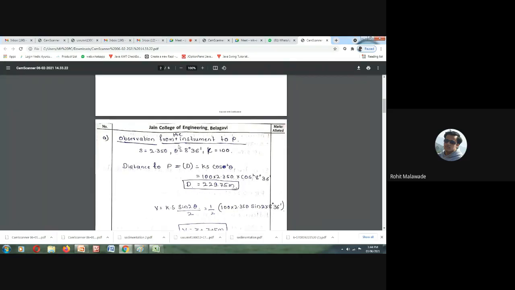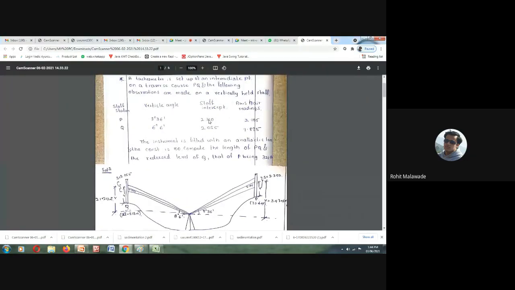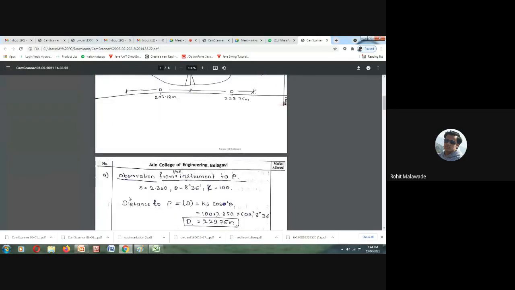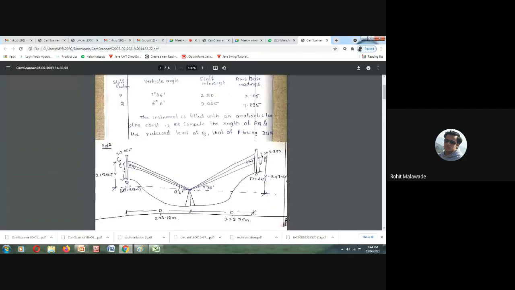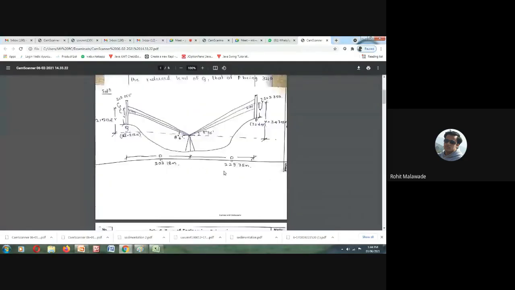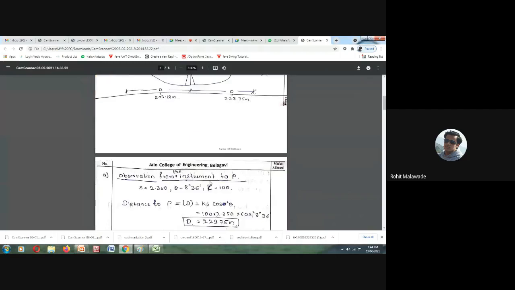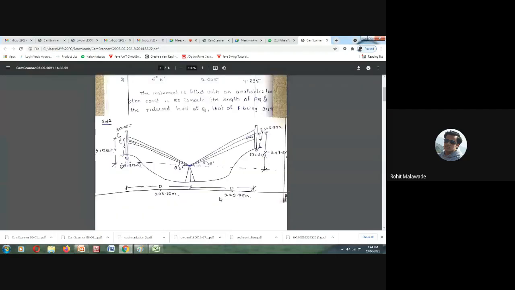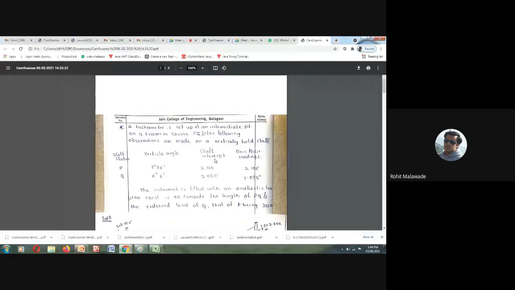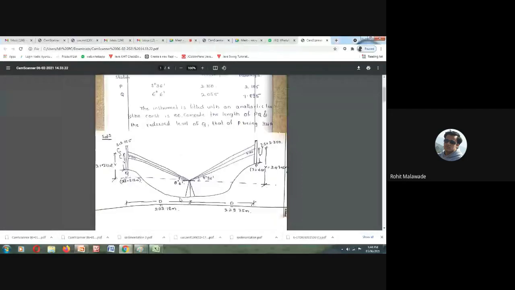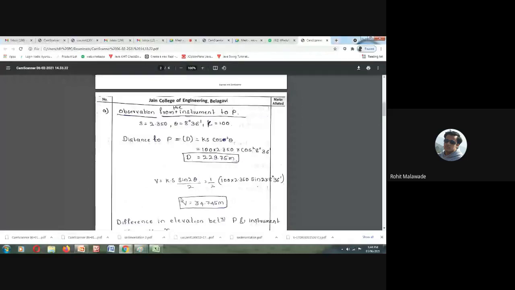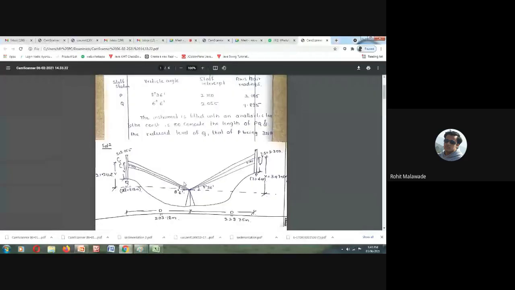Now, what data do we already know? We already know the staff intercept, that is 2.350, and the angle, and the K value. So S is 2.350, which I have written over here, and theta is 8 degree 36 minutes, which I have written over here, and the K value is already given. What I first want to determine is the distance between the instrument and the point P.